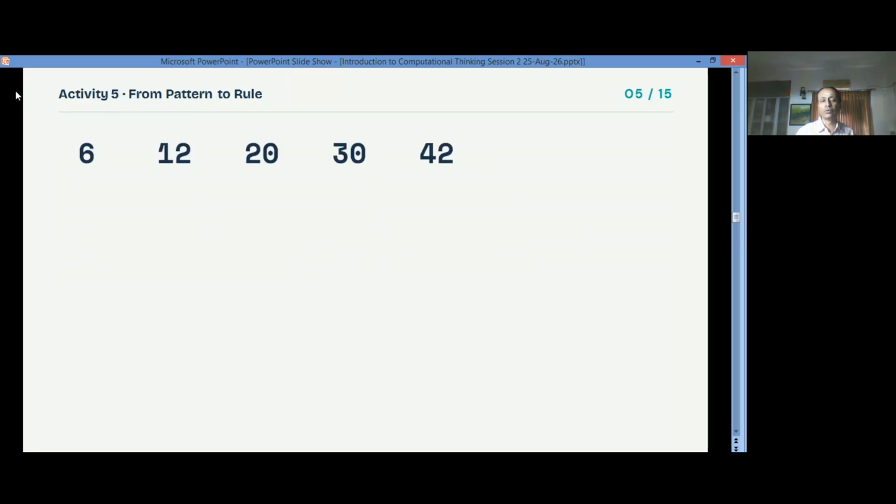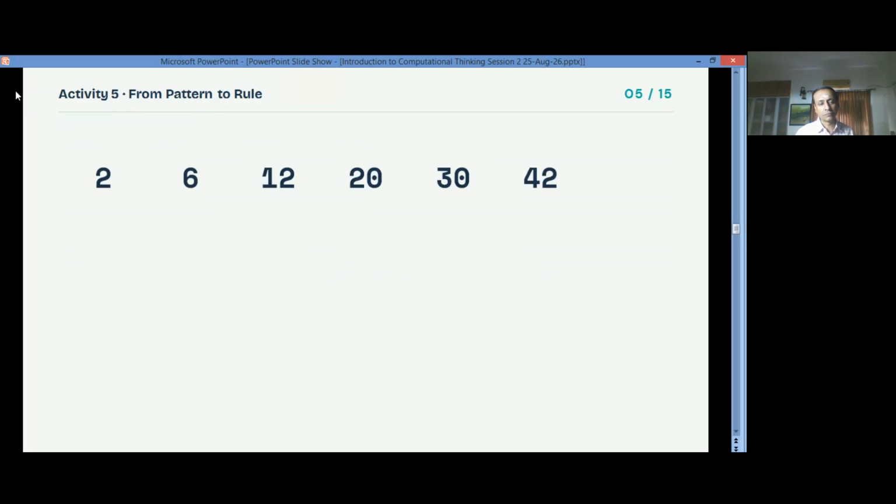So, from pattern to rule. This is another sequence. One way to identify the pattern is addition by 4, 6, 8, 10, 12, 14. It goes on like this. Again, observe closely: is there another way of representing or interpreting this pattern? Think for a minute. We will look at one more way of representing this pattern.